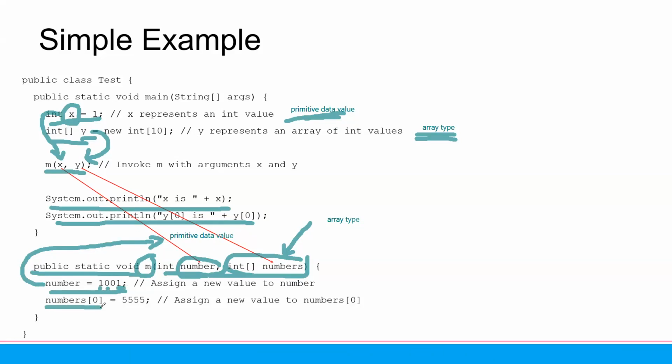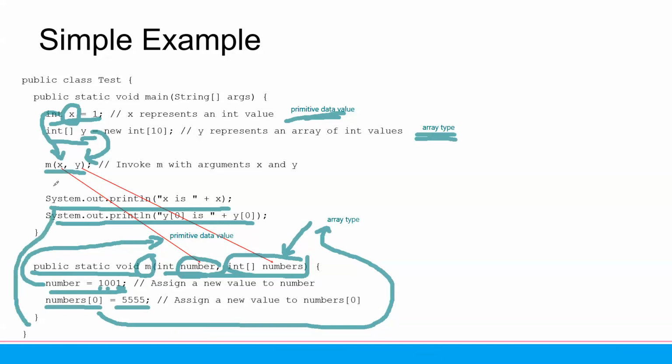I change the numbers index 0. What is numbers index 0? This is the array type. I change the numbers index 0 with the number 5555. Then what happened here? When you return back after finishing this method, you will go back here and you will print what is x and what is y0. Can you guess?